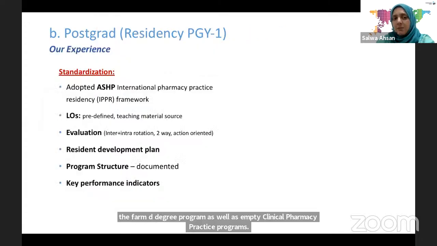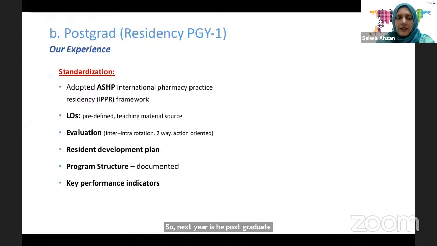So next is the postgraduate, that is the 1 year residency program that our pharmacy offers. The first challenge that we were facing is standardization, because initially we had our homegrown system, but later on we realized that unless we go for some international best practice model, it will be difficult for us to do it in a structured and uniform manner throughout. So what we did, we adopted the ASHP, the American Society of Health System Pharmacists, International Pharmacy Practice Residency Framework.